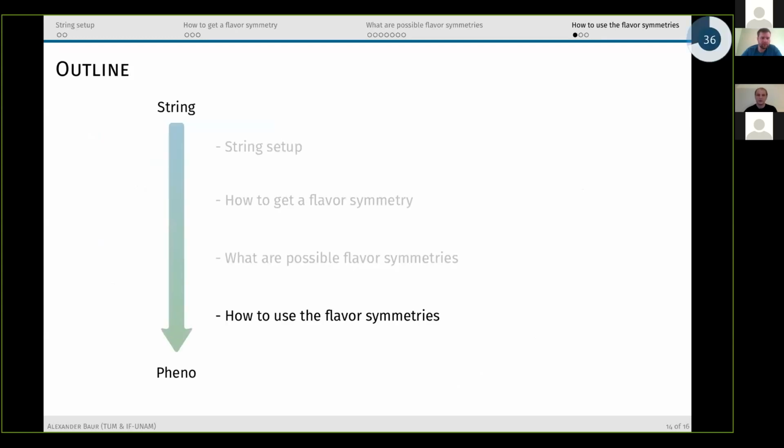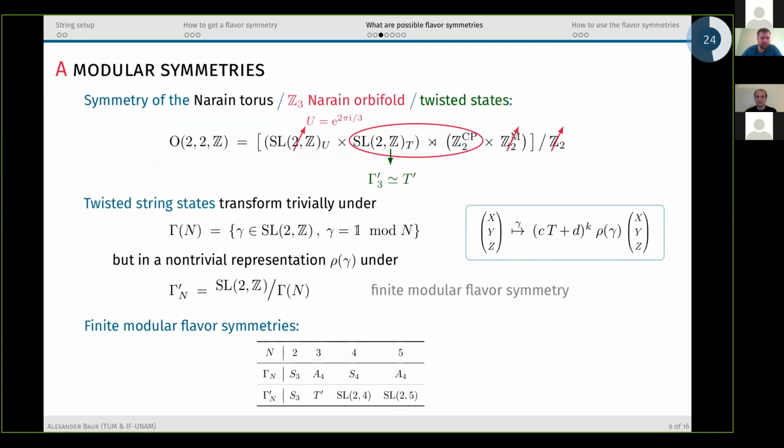Yeah, of course. Let me just go back to the slide. This was this slide over here. Yes. So what we find here is this O22Z. This is what we have.